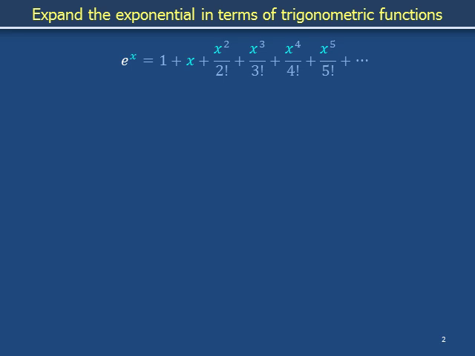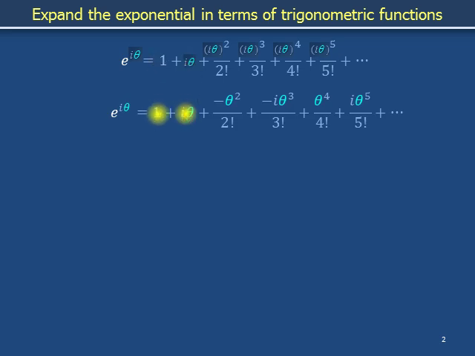What happens if we substitute for x the quantity i theta, where i is the imaginary root and theta is a real number? To find out, we substitute i theta into each location where we see x written in the power series. The first and second terms are copied directly.